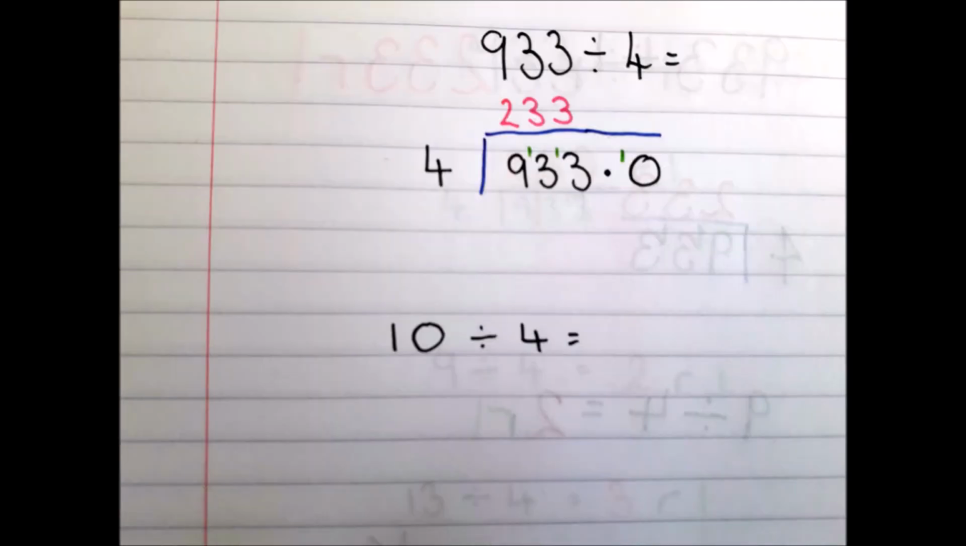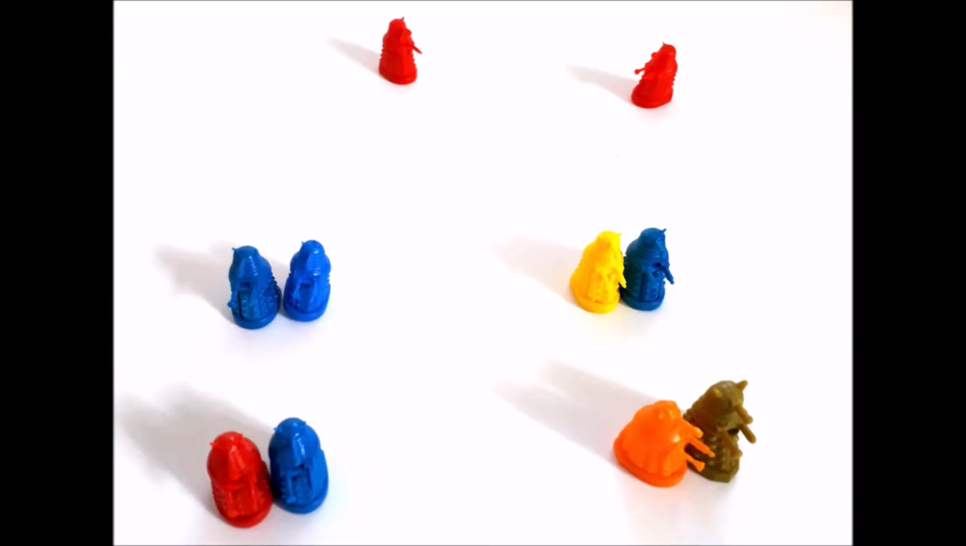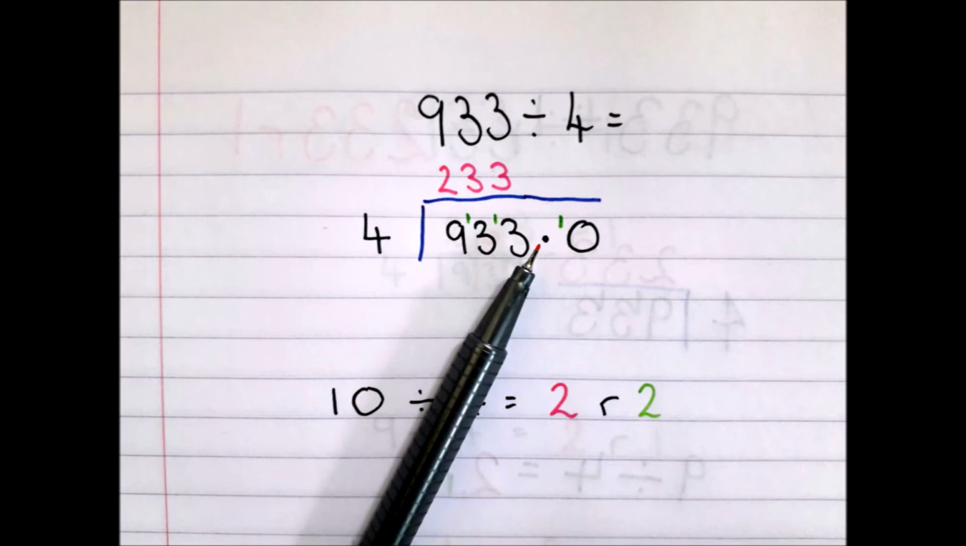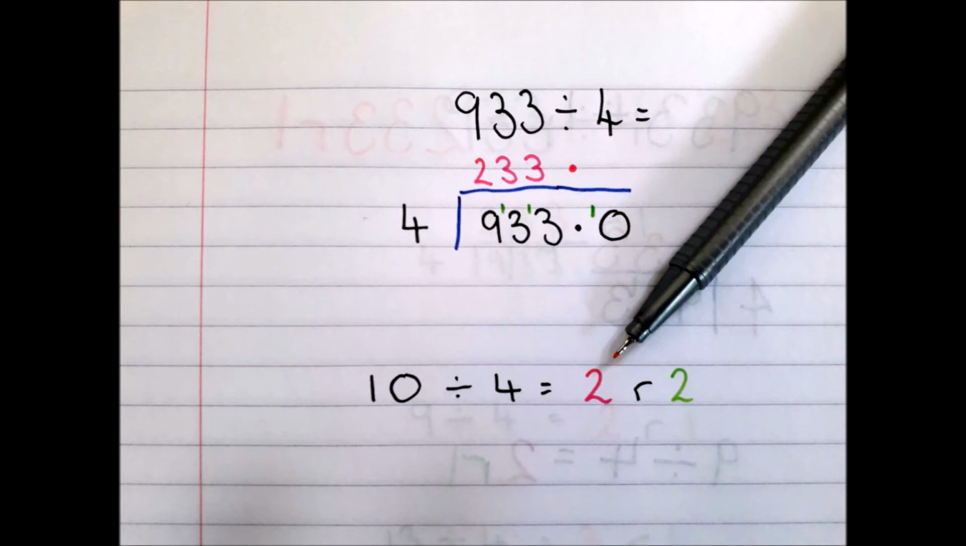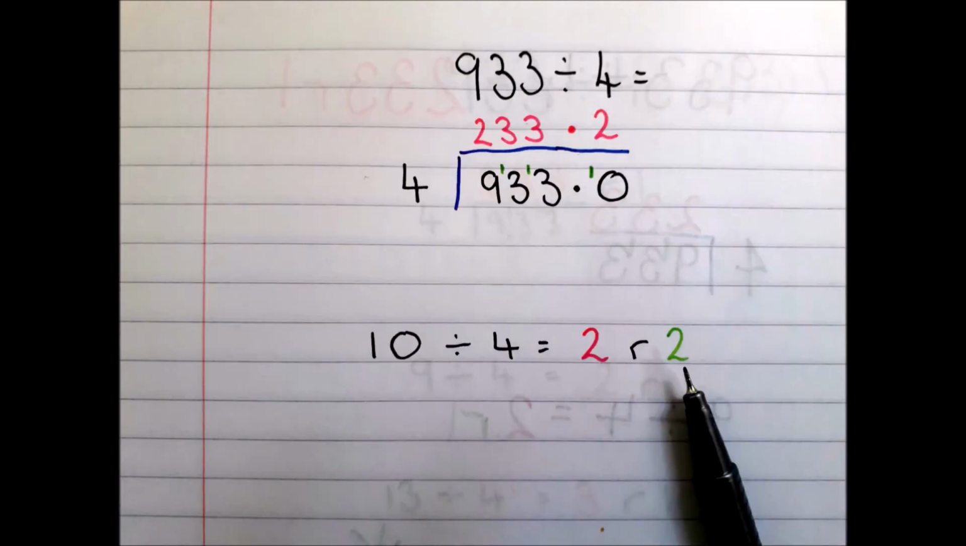10 divided by 4. Here's our 10 Daleks, split into 4 equal groups. There are 2 Daleks in each group and 2 Daleks left over. So our answer is 2, remainder 2. The first thing we must remember at this point is this decimal point needs to be copied directly above it on the bus stop. We can then put this 2 directly above the number 10, which leaves us the remainder 2 to deal with.